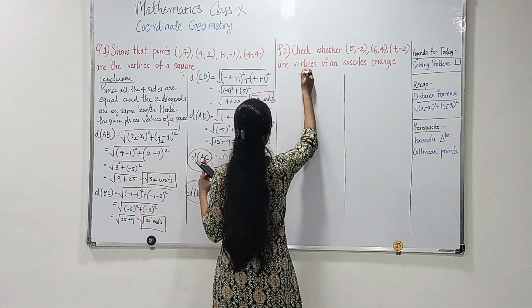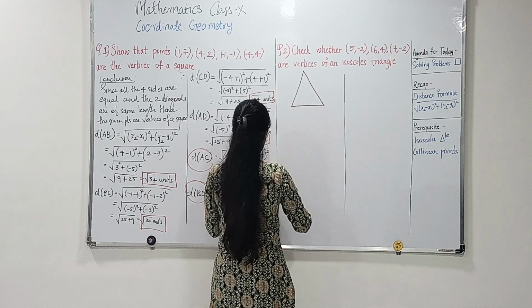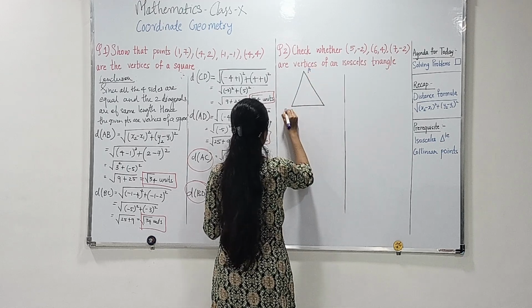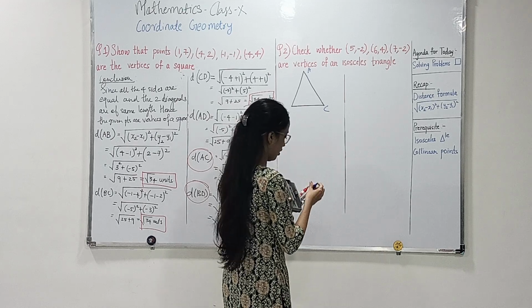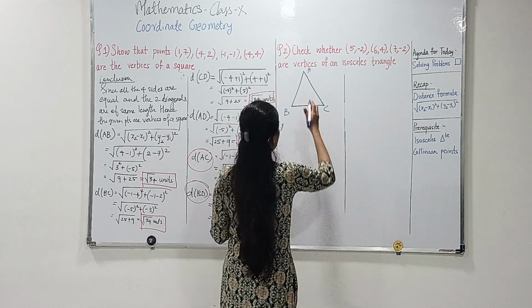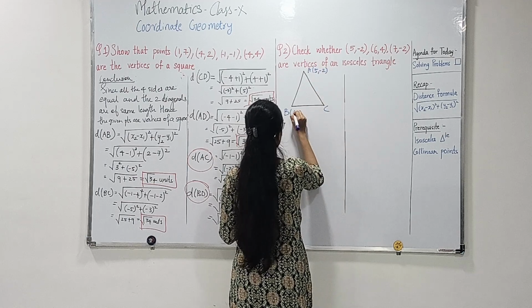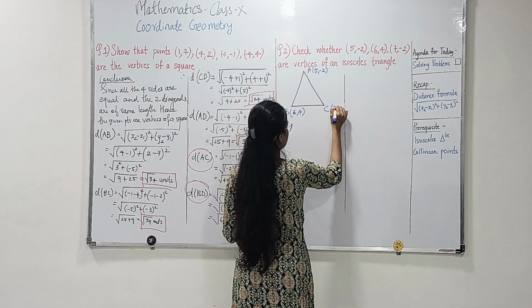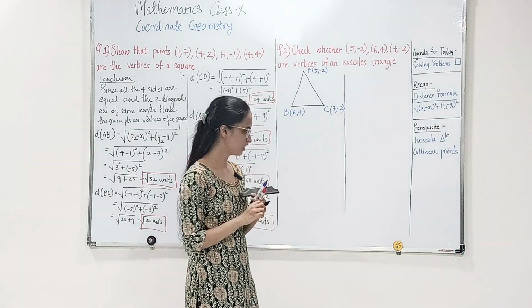So for our understanding, I'll be drawing the figure. Let's name it as A, B and C. Now, according to the coordinates, A would be (5, -2), B would be (6, 4) and C would be (7, -2). Now let us calculate the length of each side.